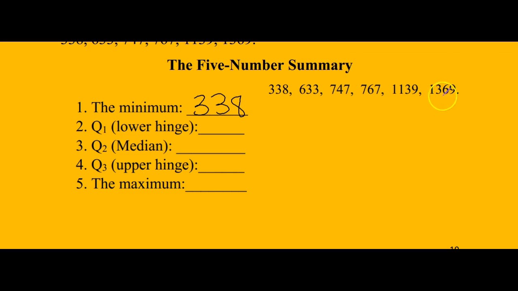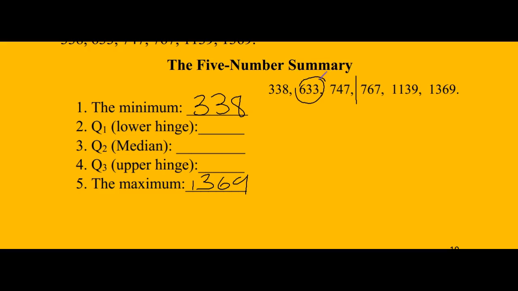And the greatest, right away, we can just write it. The maximum is 1369. And then for the lower hinge, we divide this into equal halves. There are 6 numbers, so 3 numbers in the lower half and 3 numbers in the upper half. We find the median of these 3 numbers. The median is the middle number. Since there are an odd number of them, the middle number is the median right there, looking at us.